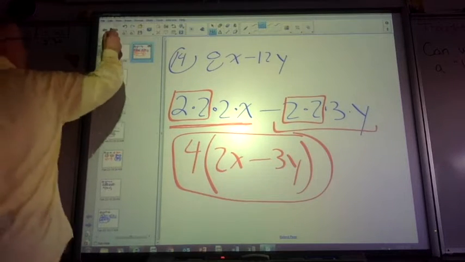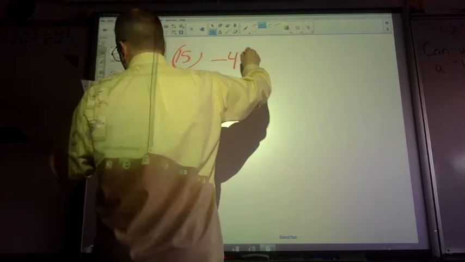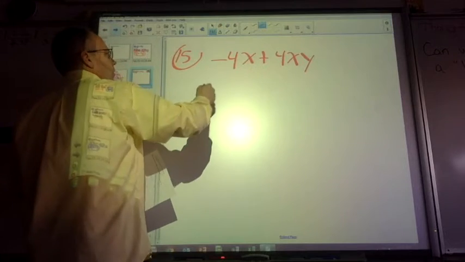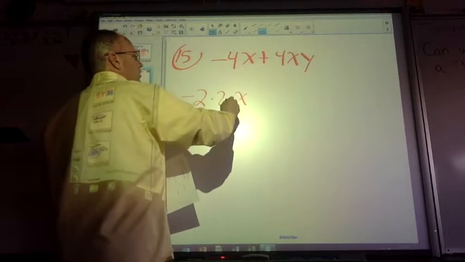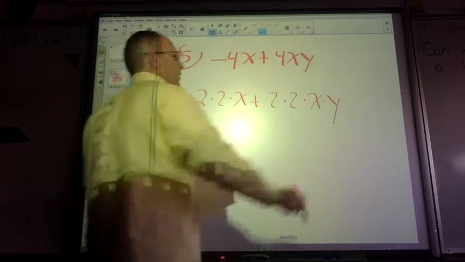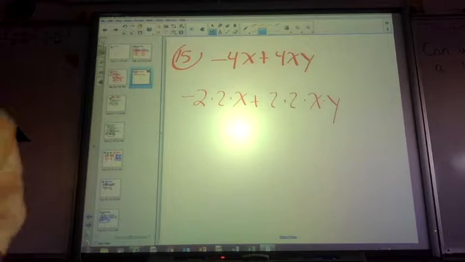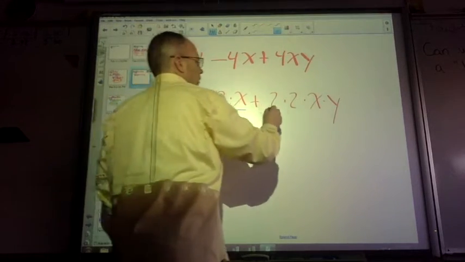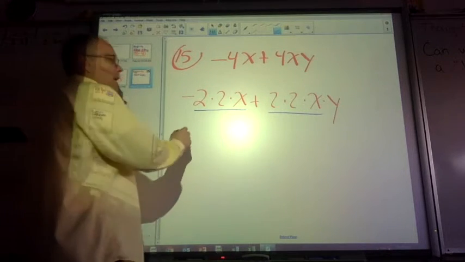15. I have negative 4x plus 4xy. Okay. I have a negative. So I have negative 2 times 2 times x plus 2 times 2 times x times y. What do I have in common between the two? 2 2's and x. I have those in common, and I have those in common. Agree? So that's the same thing as 4x. Agree?